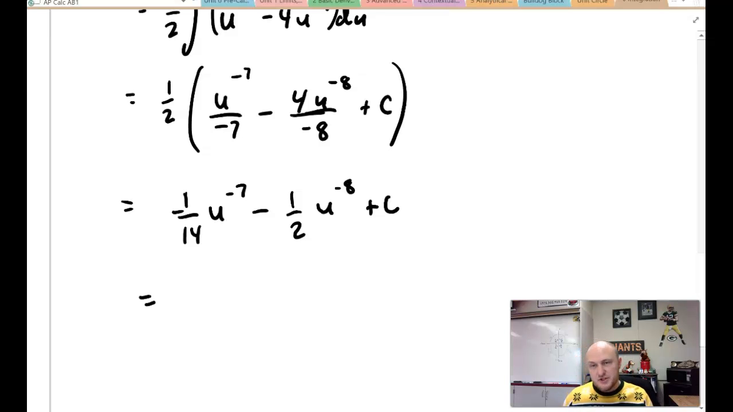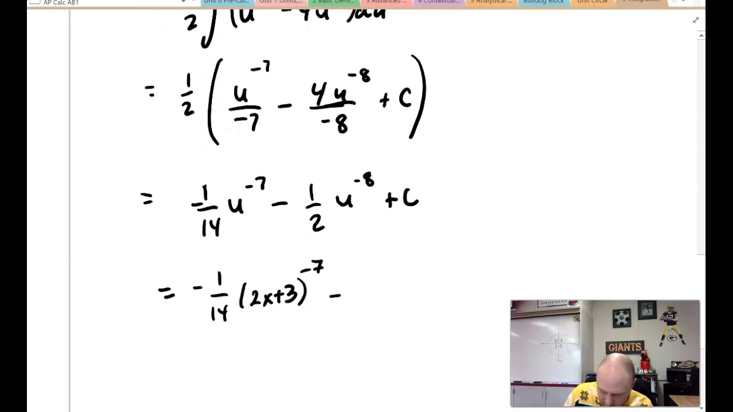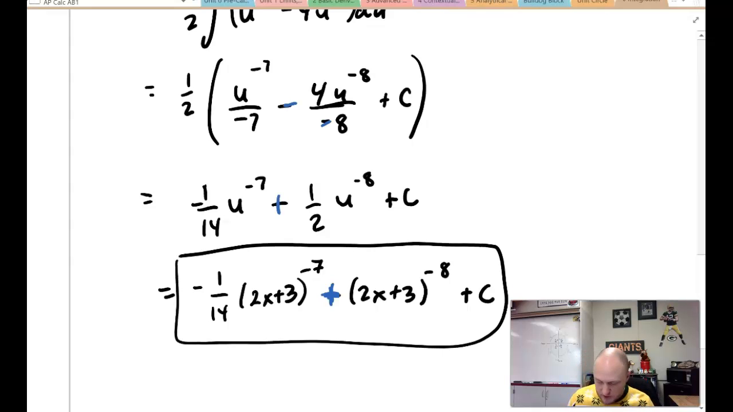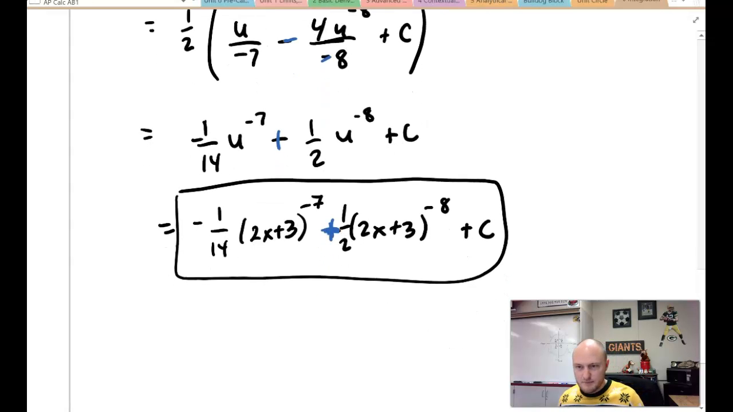And remember, u was 2x plus 3. So negative 1/14 times 2x plus 3 to the power of negative 7 minus, is it a minus? I have a negative and a negative here. There should be a plus. Plus 2x plus 3 to the power of negative 8 plus c. Okay, and obviously you could see this rewritten with those functions moved into the denominator. Oh, I forgot my 1/2. 1/2. Don't forget that.